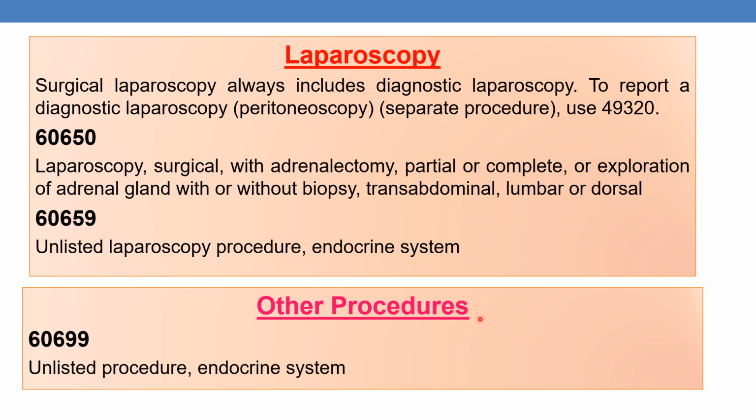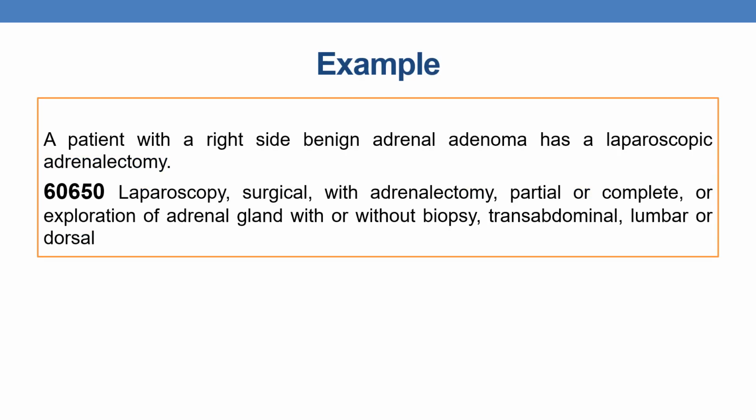And finally coming to other procedures, 60699. This is unlisted procedure endocrine system. Now let us see an example. A patient with a right side benign adrenal adenoma has a laparoscopic adrenalectomy. Here adrenalectomy is with laparoscopy. So the CPT is 60650. Laparoscopy surgical with adrenalectomy, partial or complete, or exploration of adrenal gland with or without biopsy, transabdominal, lumbar or dorsal.